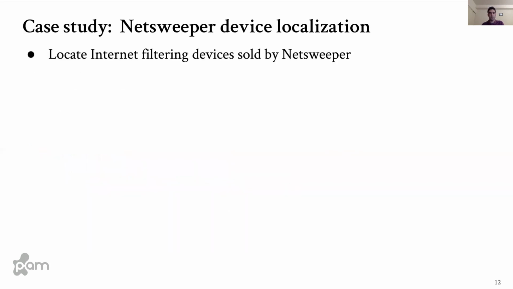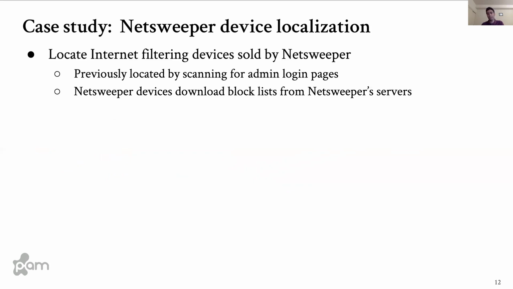Our first case study is about locating internet filtering devices sold by NetSweeper. These devices are marketed for use in schools, libraries, and corporate networks, but they've also been used to block political and human rights content in several repressive countries. Previous work has localized these devices by scanning for their admin login pages associated with NetSweeper and looking for NetSweeper block pages. However, these attempts may fail to detect devices configured to drop internet traffic rather than inject block pages.